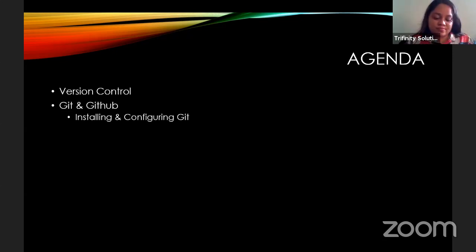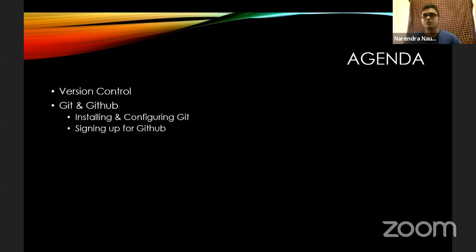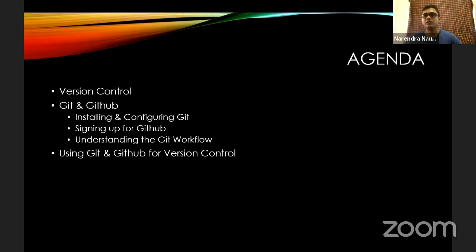So I'd like to go over the agenda we will be looking at today. First, we'll be talking about version control. Then we'll be speaking about some specific software and an online website, Git and GitHub. Going into it, we can go through the process of installing and configuring Git on your computer. We would also talk about how you sign up for GitHub. We would then look at understanding the Git workflow, so you're aware of how you utilize the software. And lastly, we'd get a little practical in exploring using Git and GitHub for version control.